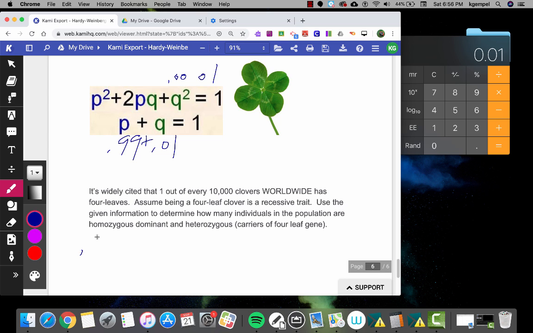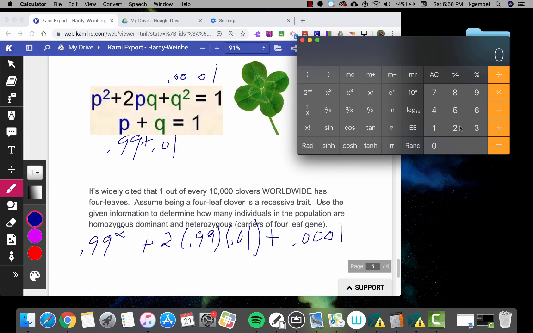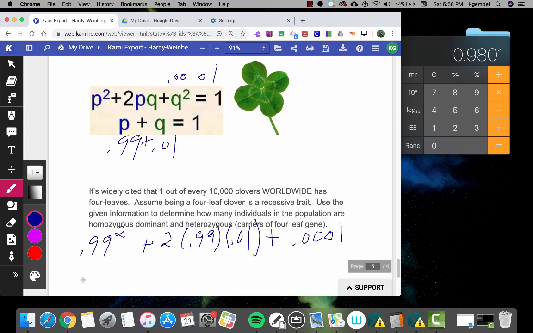So 0.99 squared plus 2 times 0.99 times 0.01 plus q squared, which already is 0.0001. And again, I could have put 0.01 squared here. That's fine. I'm going to get the same answer. So I have 0.99 squared is equal to 0.98.